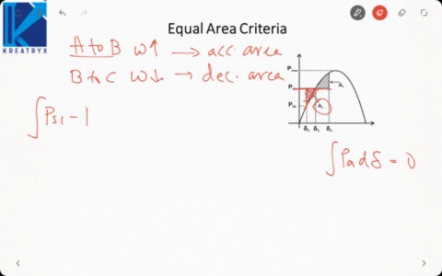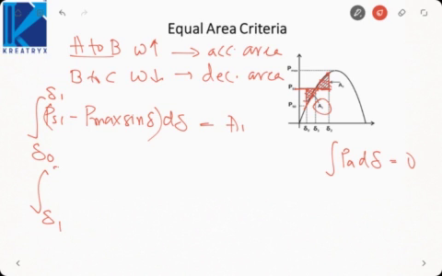It will be the integral of PS1 minus P max sine delta d delta from delta naught to delta 1. This is my accelerating area. Now from delta 1 to delta 2, that is from B to C, speed was reducing. So this area between electrical power and mechanical power represents A2, the decelerating area. That is the integral from delta 1 to delta 2 of PS1 minus P max sine delta.